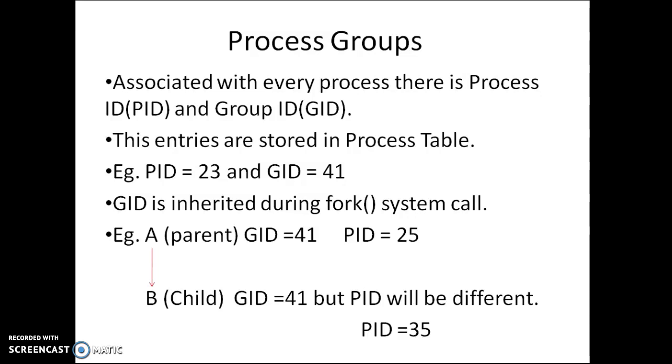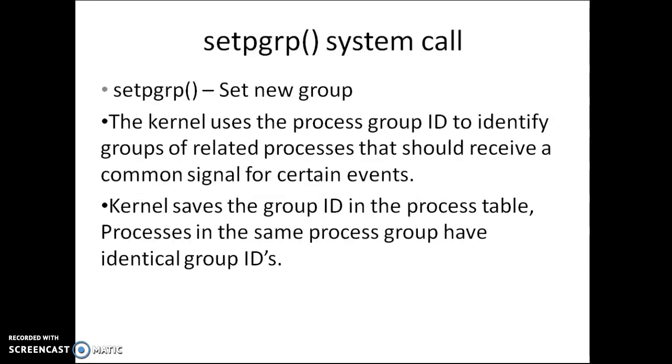Once again I'll be explaining, that is A will create a child process, and if the parent has the GID, that is the group ID 41, the child will inherit it during the fork system call and it will get the same group ID, that is 41, and the PID it will get different.